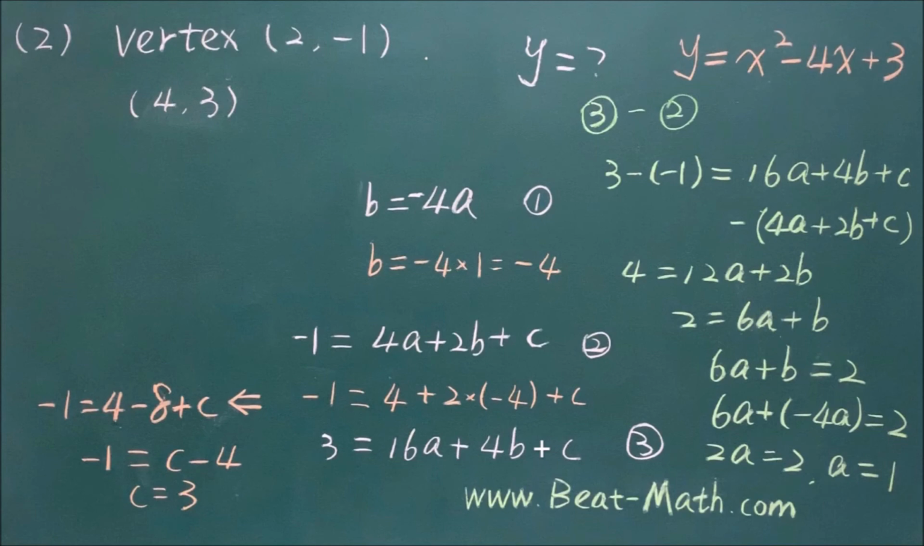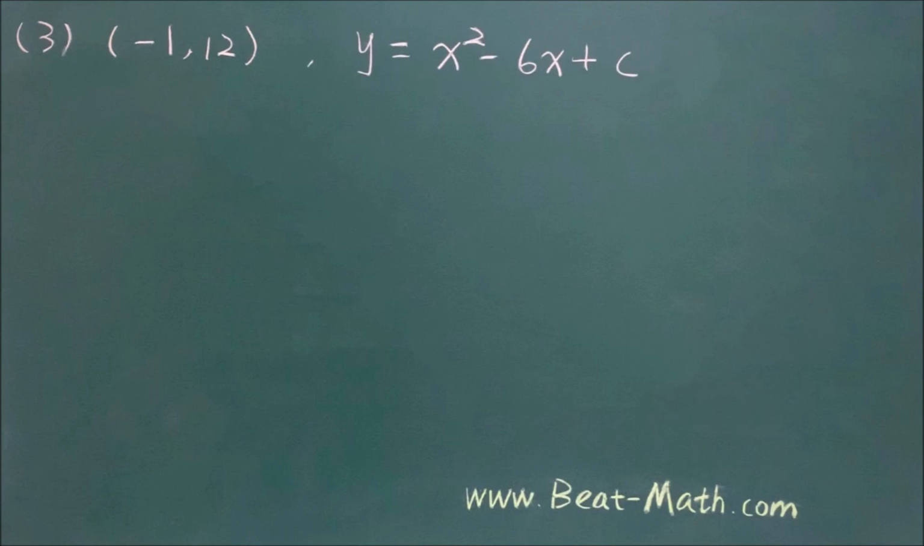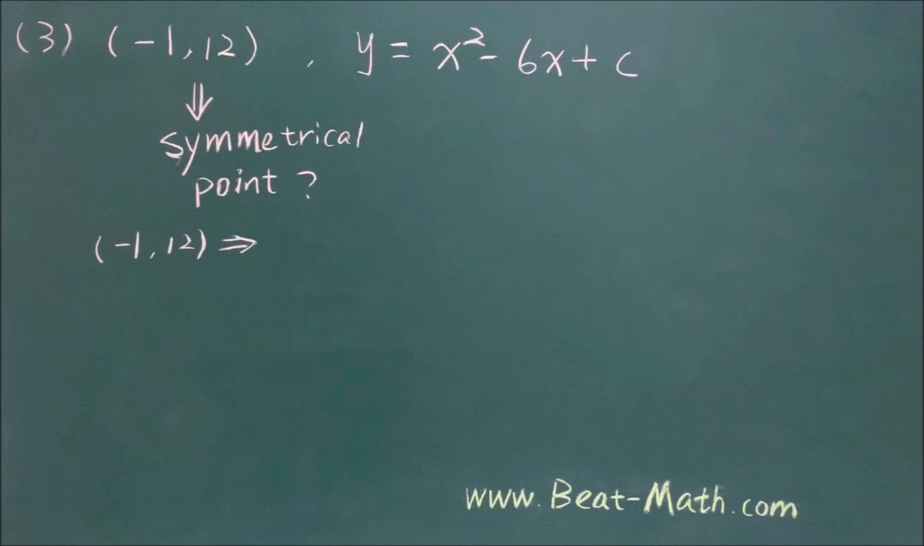Let's look at another example. The point (-1, 12) is on the parabola of the quadratic function y equals x squared minus 6x plus c. What is its symmetric point on this parabola? In this example, a and b in the function are already known. That means we just need to plug in the point (-1, 12) and then get the value of c.